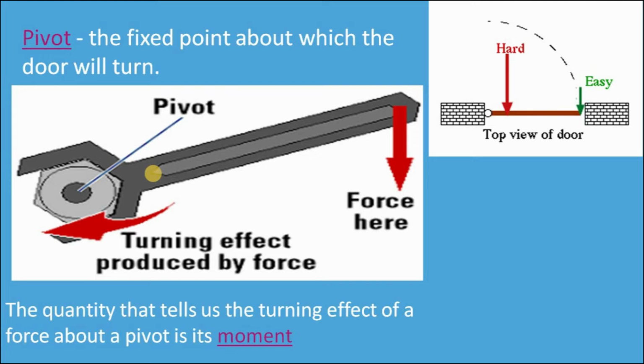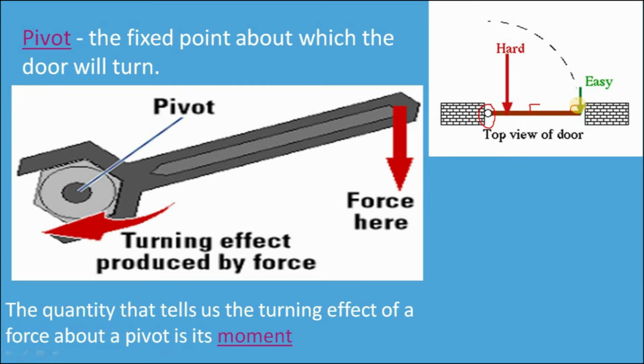For example, this is the top view of a door. In this top view of the door, you can easily observe this is the hinge, nothing but the pivot. In this mechanism, you can observe that it is easy to apply force to open and close the door here, but it is very hard to apply force to close and open the door near the hinge. Why is it happening? Why don't we have the handle of the door in the middle of the door to open and close? Why should we always have the handle here? Because of the turning effect of force.